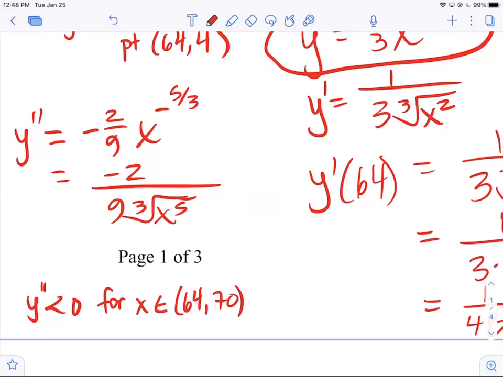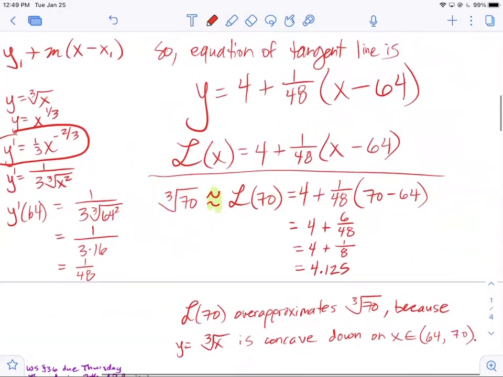We have the center of approximation, and then we have the x value we're approximating at. Now, I approximated to the right of 64, but we could just as easily go to the left, yeah? And then you would say, like say we wanted to do it at 60, we would say y double prime is less than 0 for x in 60 to 64.